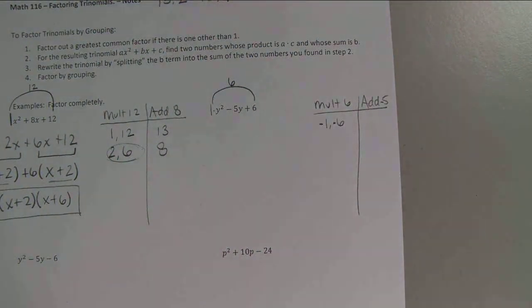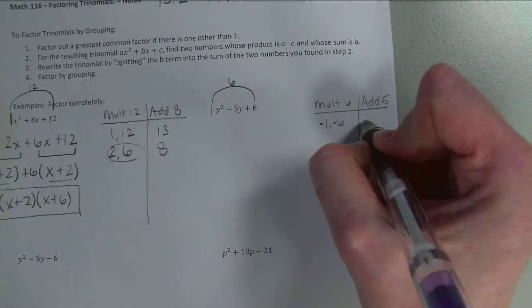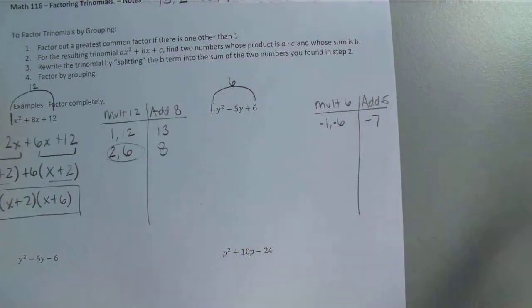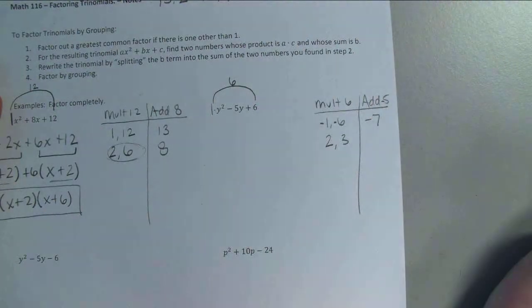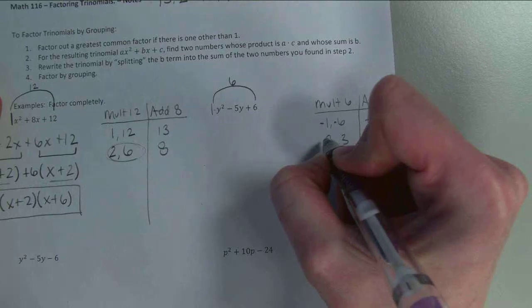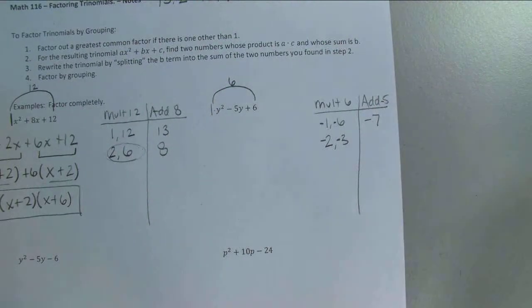Is that the combination I want, though? Negative 1 plus negative 6, what's that get me to? Negative 7. I don't want it. So what's the next thing I do? I take 6 divided by 2. 6 divided by 2 is 3, so I get 2 and 3. But what do I know about both those signs? They both must be negative, because negative 2 times negative 3 will multiply to be that positive 6. But what do they add up to?